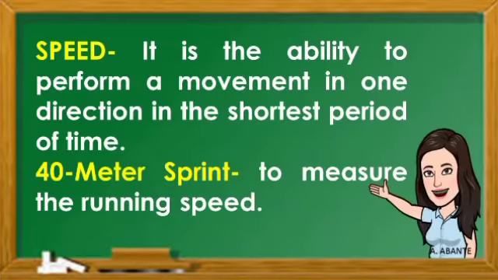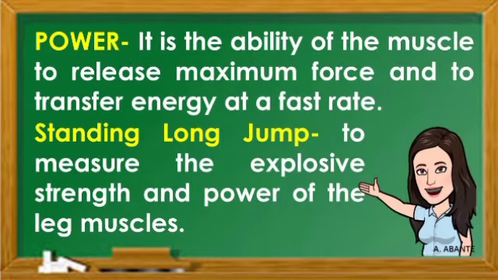Speed: it is the ability to perform a movement in one direction in the shortest period of time. A physical fitness test example is the 40-meter sprint to measure the running speed. Power: it is the ability of the muscle to release maximum force and transfer energy at a fast rate. A physical fitness test example is the standing long jump to measure the explosive strength and power of the leg muscles.